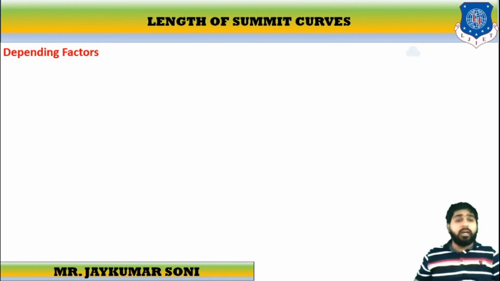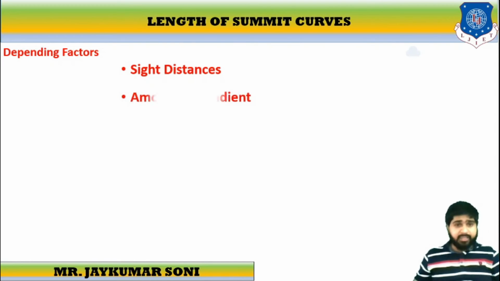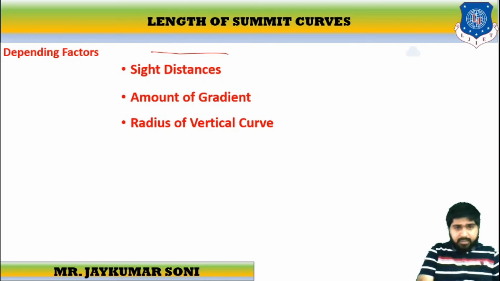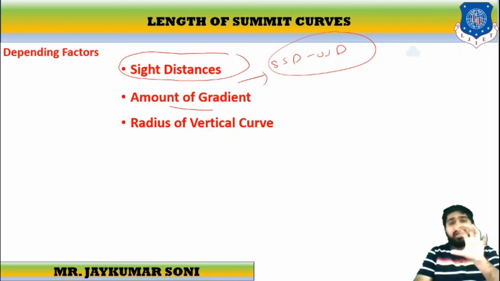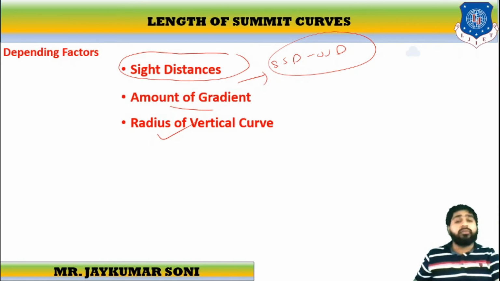The length of the summit curve depends upon various factors such as sight distances, amount of gradient and radius of vertical curve. We have learnt about sight distances, and out of the two sight distances, SSD and OSD, play an important role whenever we are discussing the length of the summit curve. We have also discussed that gradient plays an important role while defining the length, and the radius also plays an important role. So there are three factors on which the length of the summit curve depends: first is sight distances, second is amount of gradient, and third is the radius of the vertical curve.